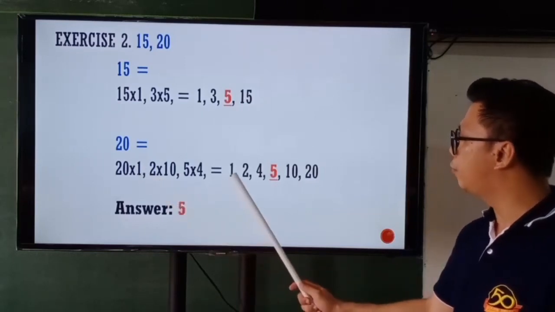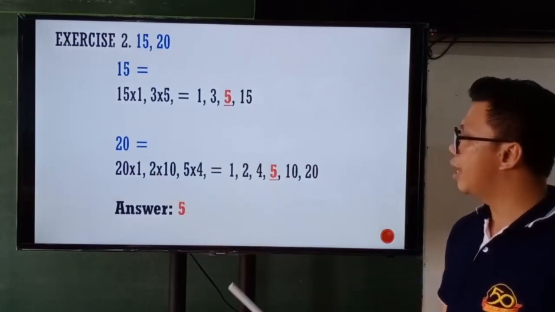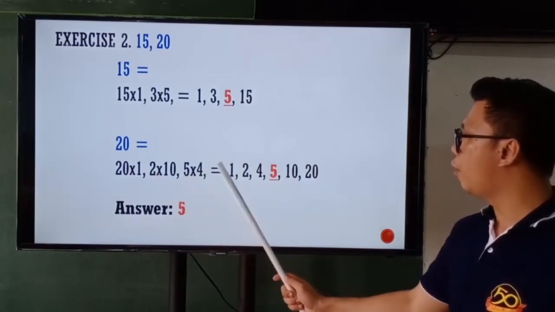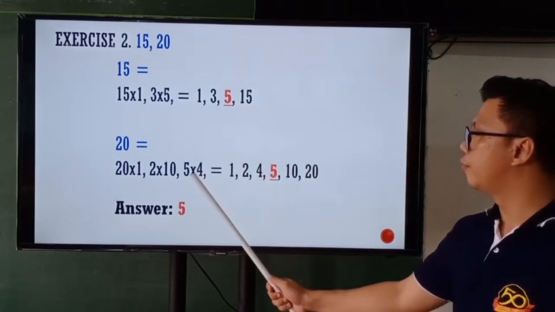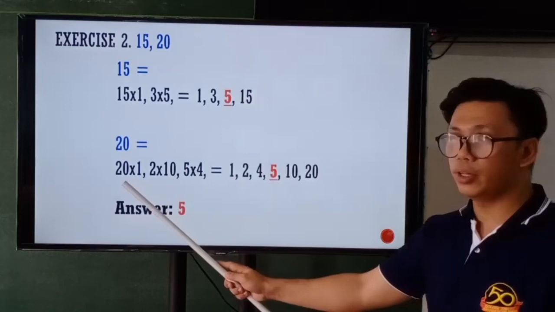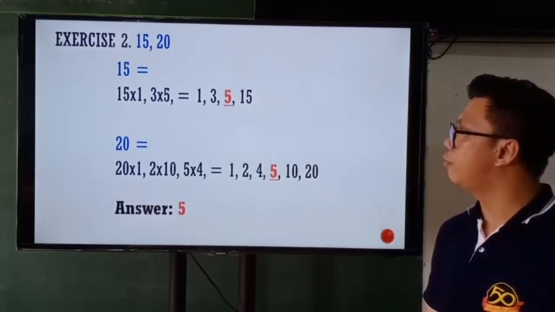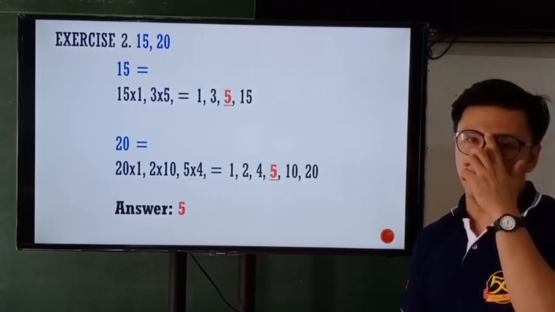So we will write first 1. Next is 2. Next to 2, 4. What's next to 4? 5. Next to 5, 10. And the last number is 20. Very good. So now we can find the highest common factor.